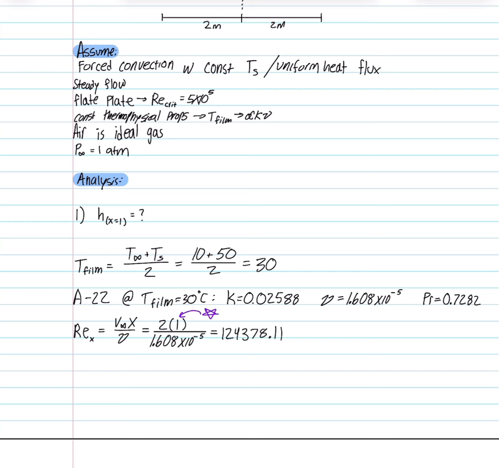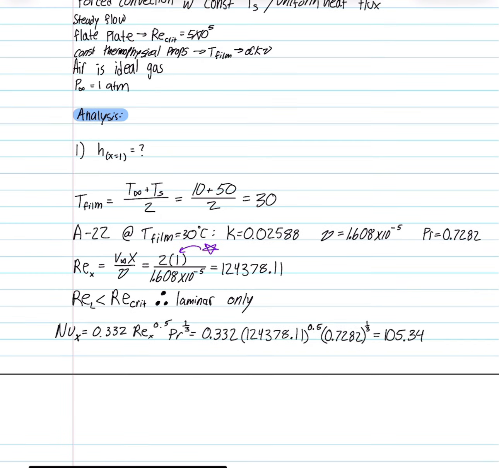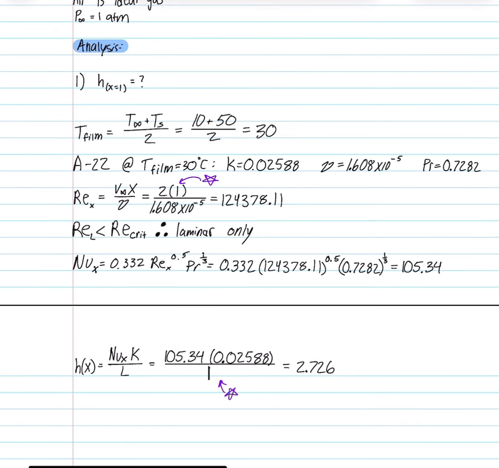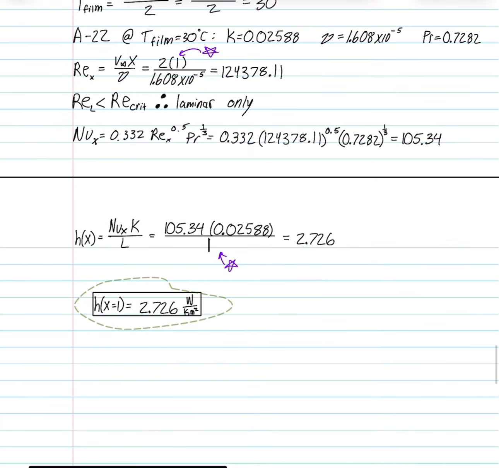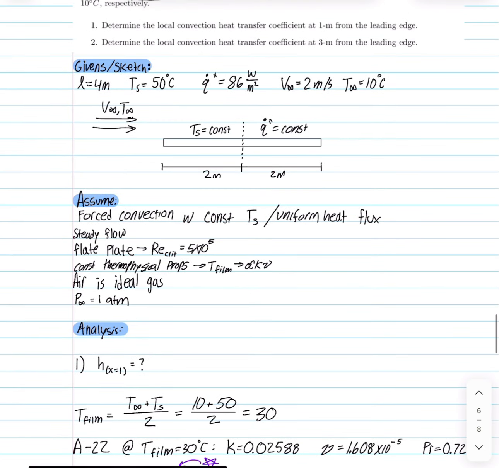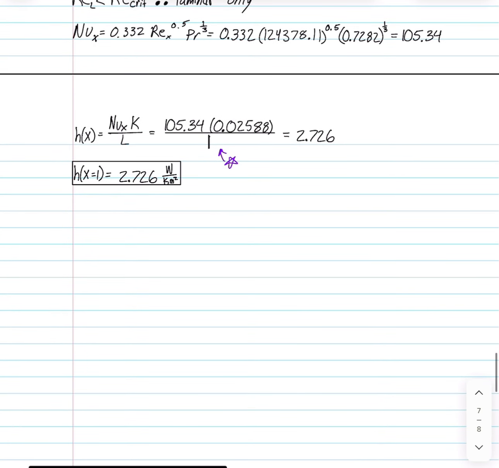So we plug in 1 for x, and we get this local Reynolds number, and we get that the Reynolds number at x, not at L, it should be x right there, is less than Re critical, so it's only laminar, so that determines what Nusselt number equation we use. So then we plug in everything we know, and then we have Nu. We plug in Nu to find the heat transfer coefficient. Plugging in L is 1, because length is the distance parallel to the flow where you're trying to find that value.